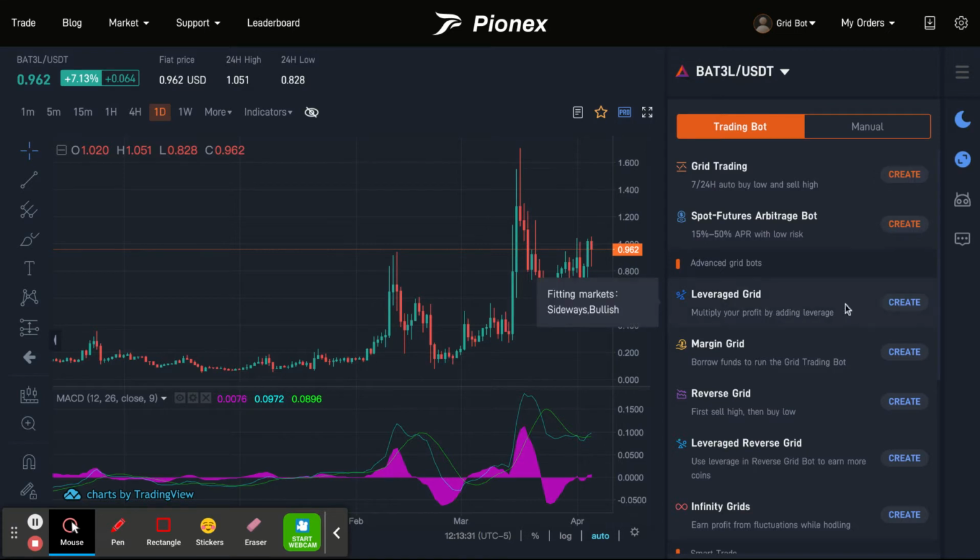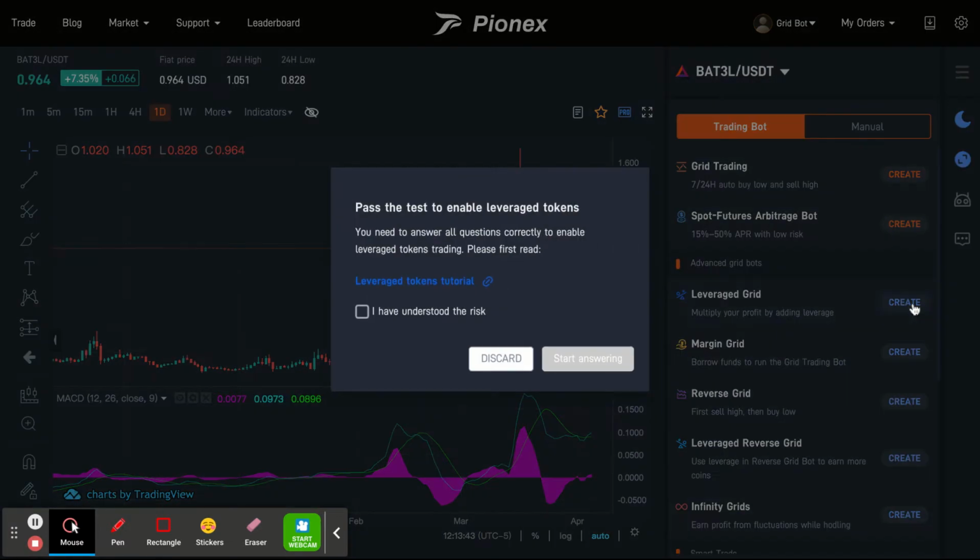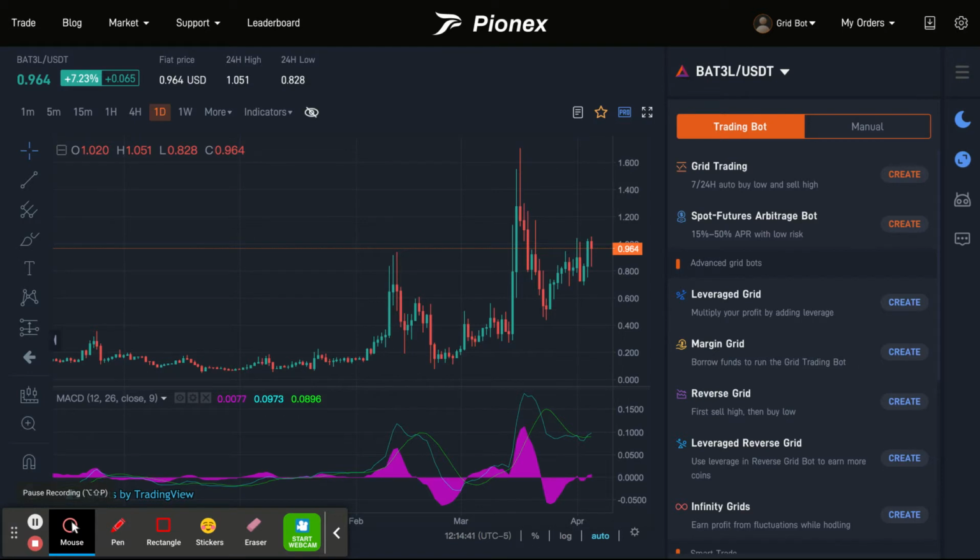What that looks like is if you click on trade and you go to leverage, either leverage grid or leveraged reverse grid, and that'll be completely different. We're going to talk just about a leverage grid today. You can click create. It's going to need you to pass a quiz. I want you guys to make sure that you have passed the quiz first. It's got a little tutorial here, it goes down through. I have understood the risks, and you're going to start answering. Let me go ahead and get that knocked out of the way first. Okay, so I went ahead and took the quiz.